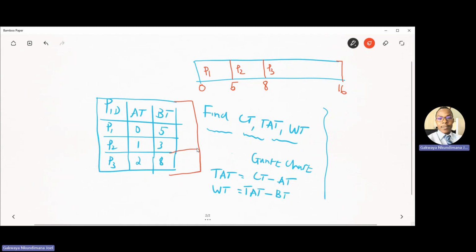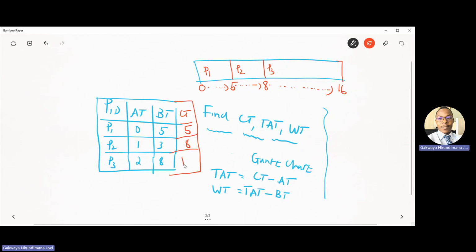Once you calculate the completion time, then it is done. This is known, this is completion time. Completion time for process 1 is from here to here, means 5. Completion time of process 2 is from 5 to 8. It's 8. Completion time of process 3 is from 8 to 16.